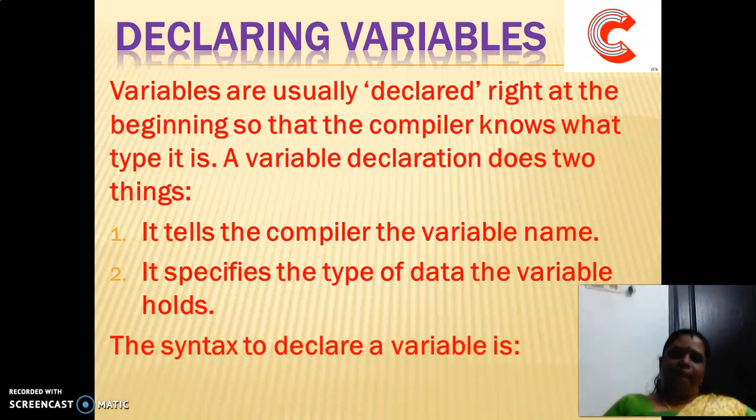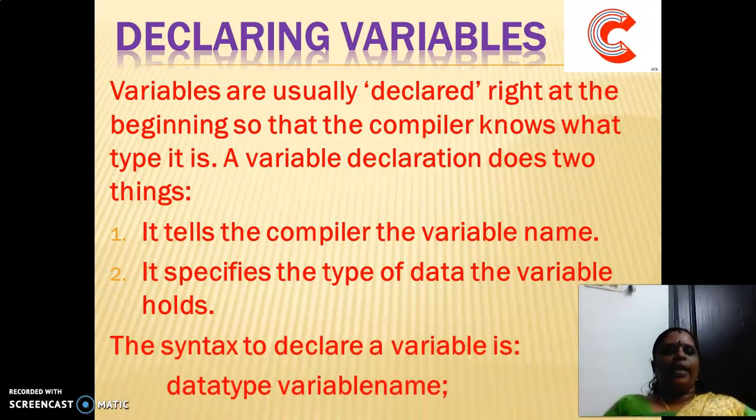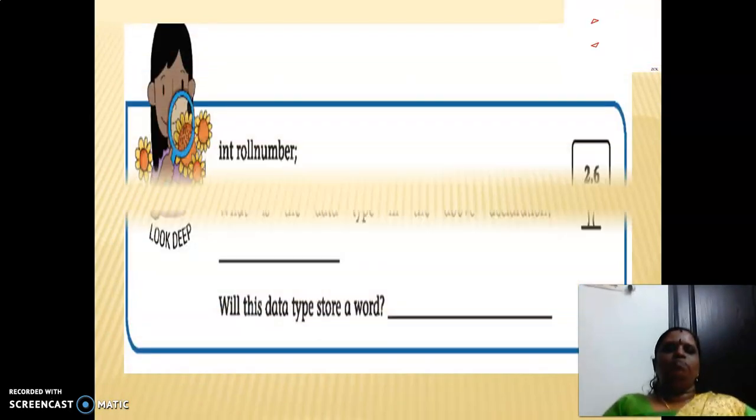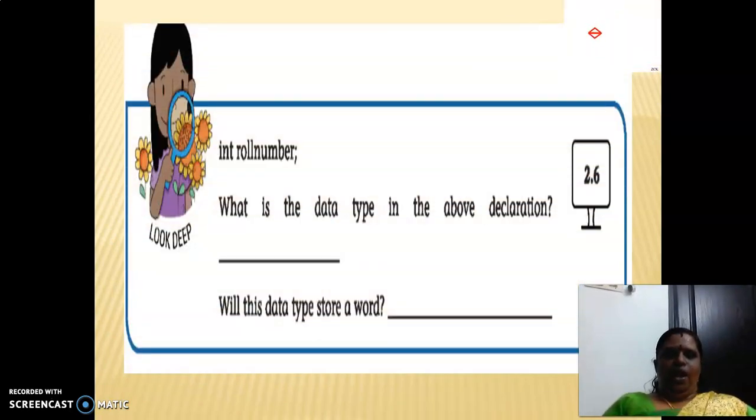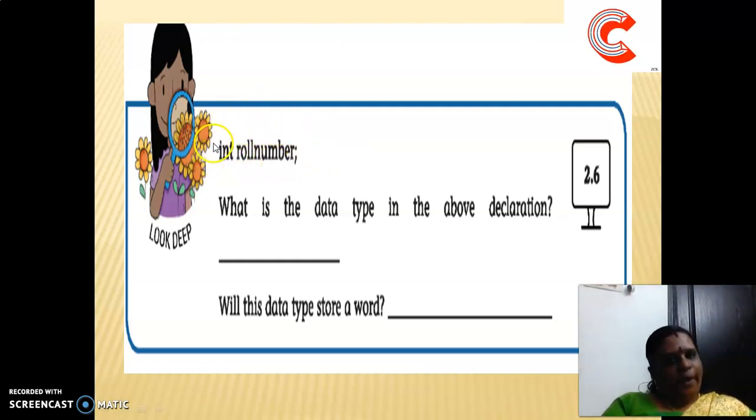Okay. The syntax is data type variable name. See here, this is the example: int roll number. So here it tells the compiler that roll number is the variable and it holds data of the type integer. So this roll number is the variable and this int is the data type.